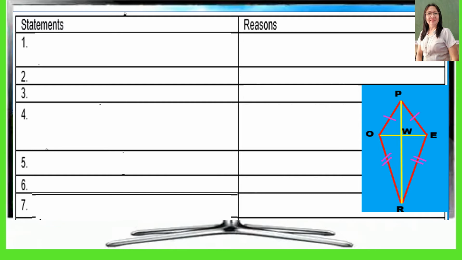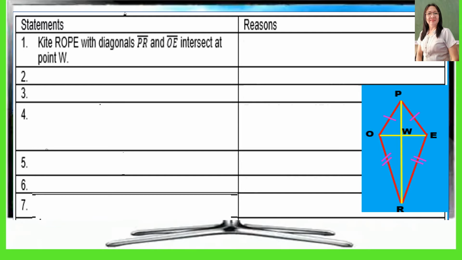Now let us complete the columns for the statements and reasons. Kite ROPE with diagonals PR and OE that intersect at point W. Of course, this is indicated in our given. Now, the reason is that the diagonals of a kite are perpendicular to each other. What are the perpendicular diagonals? These are PR perpendicular to OE.